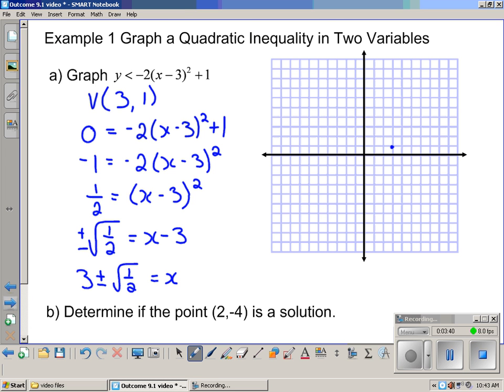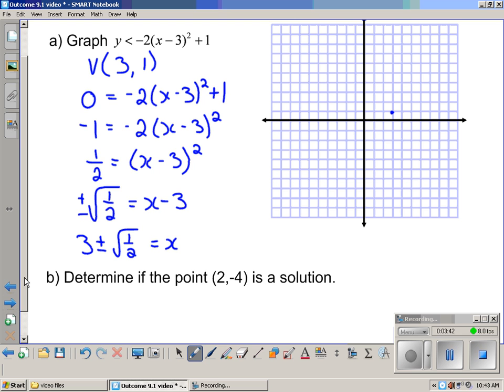Now those are pretty confusing because I'm not sure that anybody could pick out where 3 plus the square root of 1/2 is. And so if we change those to decimals, we end up with x being approximately equal to 3.7 and 2.3. So I know on my graph, 2.3 is going to be about here, 3.7 is going to be here, and so my parabola opens down.